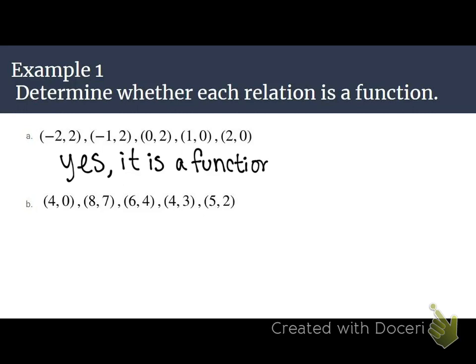So we'll compare that to letter B. Which input or which x value gets used twice? The 4 gets used twice. So we see it in this first point, and then we see it again in another point. That means that this cannot be a function. Okay, 4 is trying to match up with 0, and 4 is trying to match up with 3. That's not allowed. So this is not a function. You can reuse your outputs or reuse your y's, but you cannot reuse your inputs or your x's.